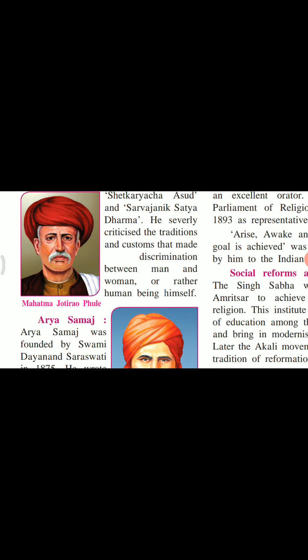Through his writings, he wanted to show the people, and these books are Brahmananche Kasab, Gulamgiri, Shetkaryancha Asud, Sarvajanik Satya Dharma. These are very popular books, and through these he wanted to solve these problems. He severely criticized the customs and traditions in Indian society through these books. And the very important thing is that, regarding discrimination between man and woman, Mahatma Jyotirao Phule wanted both to be equal. Now you can see another reformer, Swami Dayanand Saraswati.